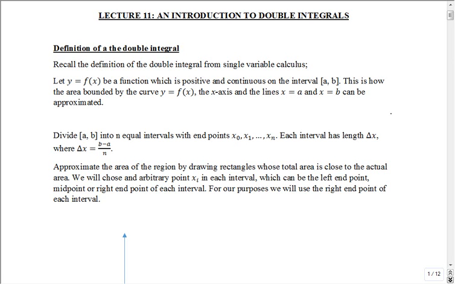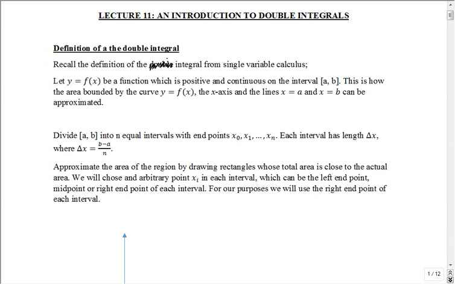Okay, so let's just go back. Recall the definition of the integral, that there should not be double integral. Here's a typo, remove double. Recall the definition of the integral from single variable calculus. So let's look at the definition.